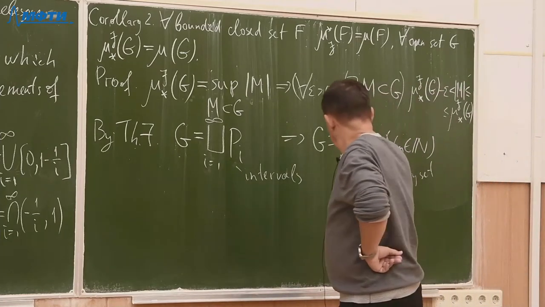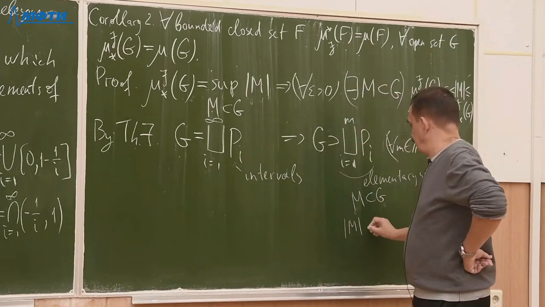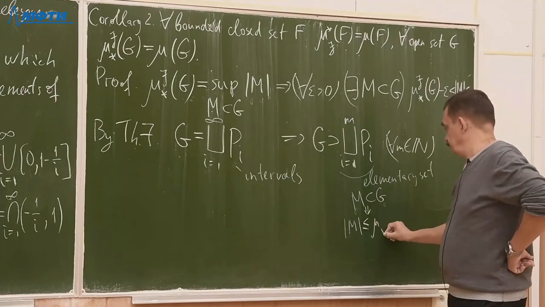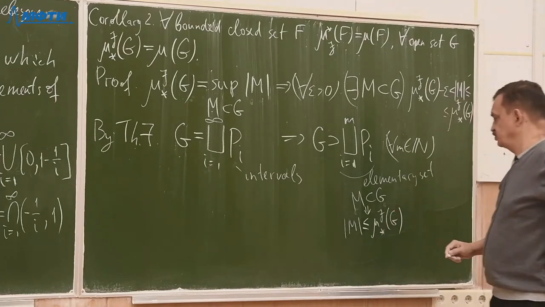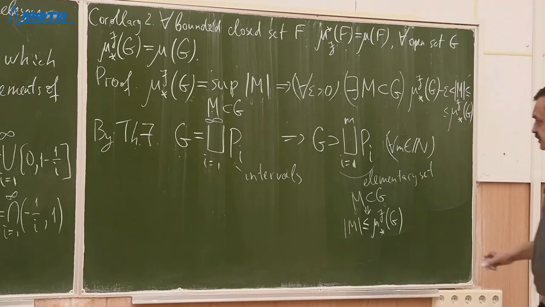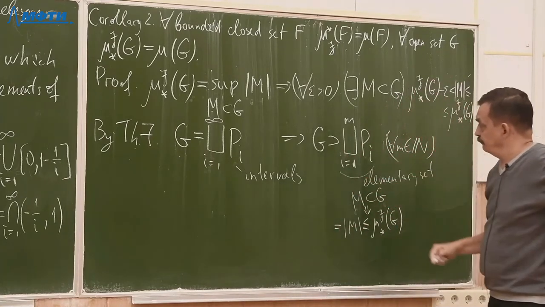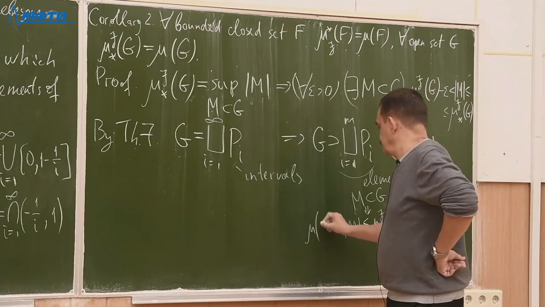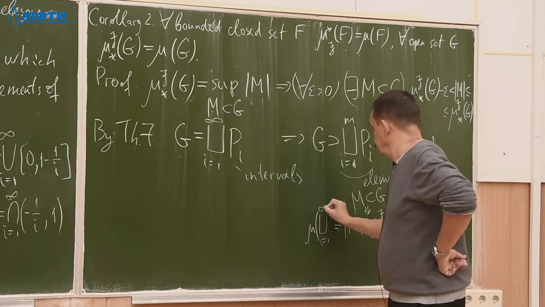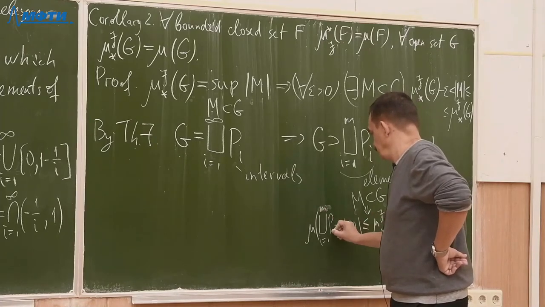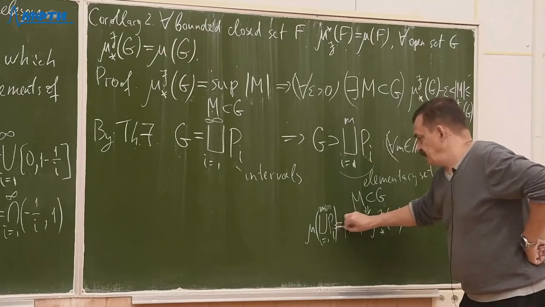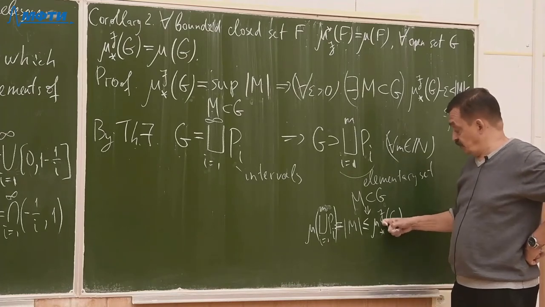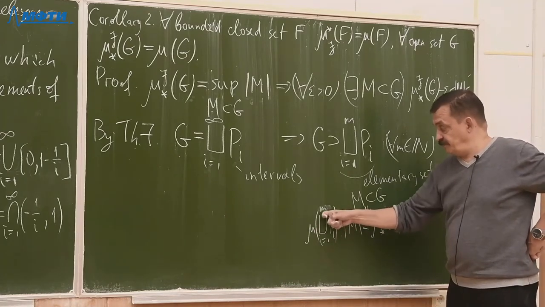Hence, this volume of this M is less or equal than the inner Jordan measure, right? And that is precisely because of the finite union, that is precisely measure of this disjoint union. Sorry, M here. So we have that the inner Jordan measure of G is greater or equal than this measure for arbitrary M.